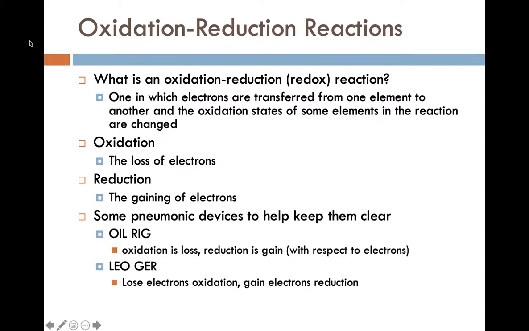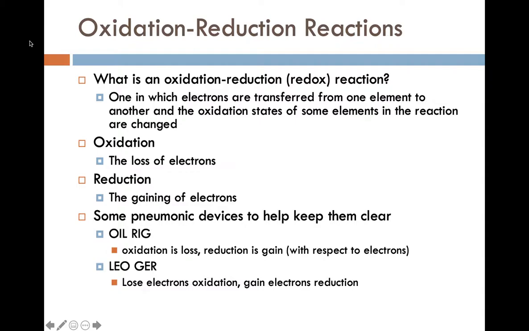And there are a couple of different mnemonic devices that people use to keep these terms straight, because you do want to know what each one is. The first of which is OIL RIG. This is probably the oldest one, where oxidation is loss, reduction is gain, just as far as the acronym there. And then probably the more recent one that a lot of students have used is LEO the lion goes GER. LEO being losing electrons is oxidation, gaining electrons being reduction for the second part of that. And again, they're just helpful mnemonics to help you keep the two straight.